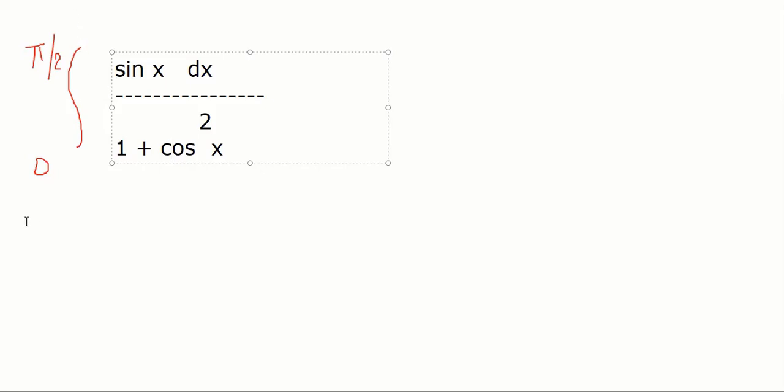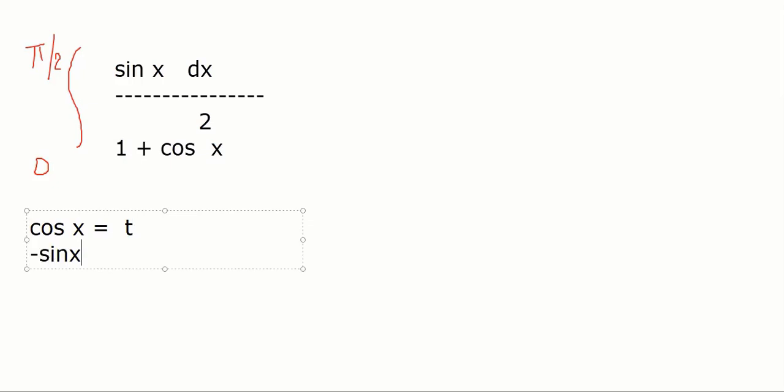What if, I give you an idea, what if you assume cos x equal to t? Then what will happen, guys? Tell me. If you assume cos x equal to t, then what happens? Minus sin x dx is equal to dt. Very good. Minus sin x dx equal to dt. Now what do we do? We'll substitute in this integration. Sin x dx becomes minus dt.